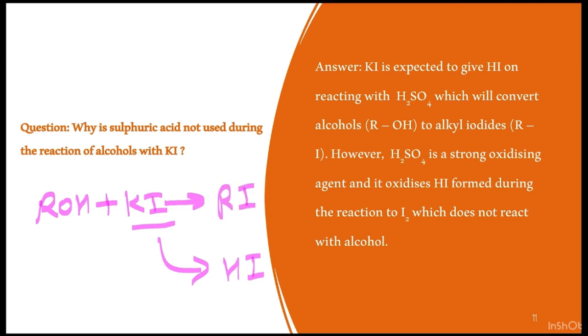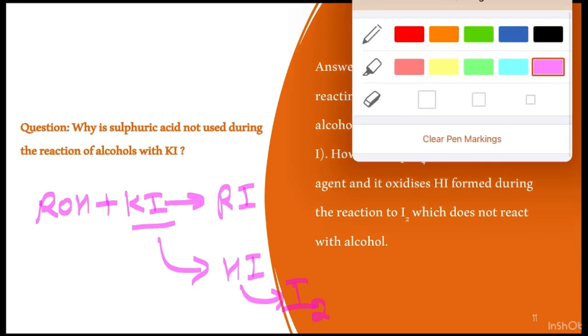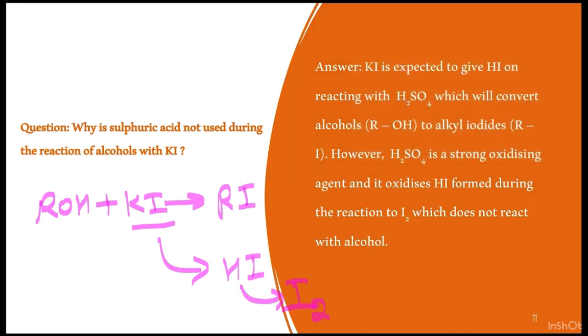H2SO4 being a strong oxidizing agent, it oxidizes this HI. KI will convert to HI and HI will convert to iodine, I2, as discussed in the previous question also. So it does not react with the alcohol. What we wanted was that RI should be formed, but the reaction goes in the other direction. H plus comes from the acid, KI gives HI, and HI produces iodine. So the desired product does not get formed.